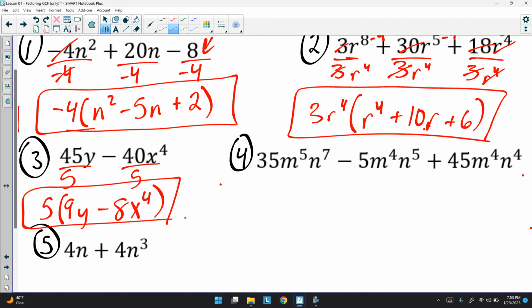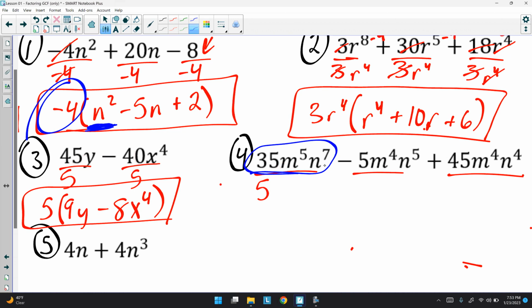Same thing here for number 4. What can you pull out of all of them? 5. Now, side note. Over here, we pulled out a -4 because I wanted my leading coefficients to be positive. Just because I'm pulling a 5 out, it's not necessarily the negative, because this term will be my leading coefficient in the parentheses. So you'll see what I mean here in a second.